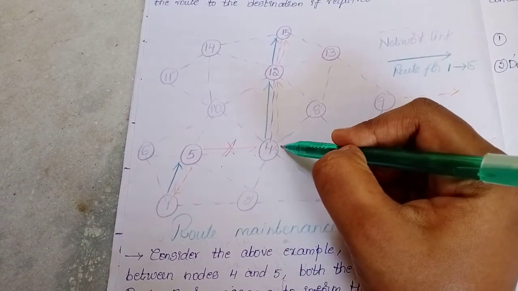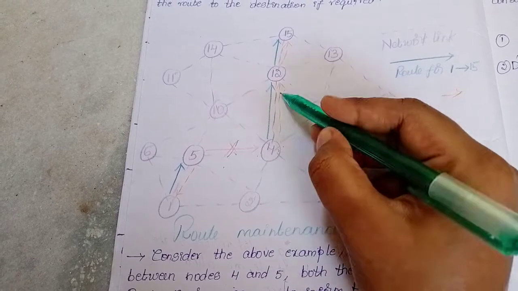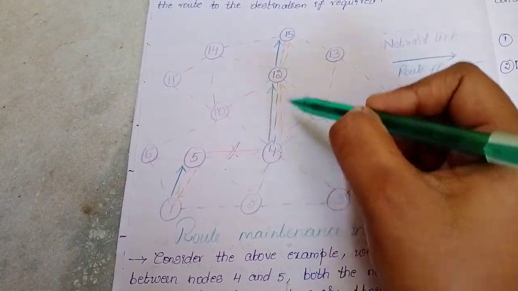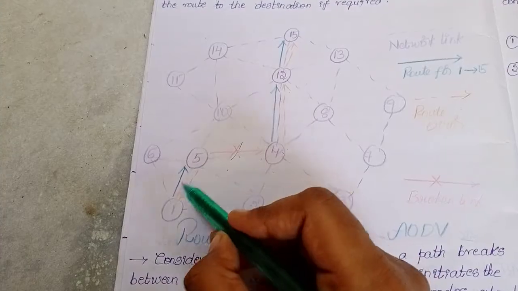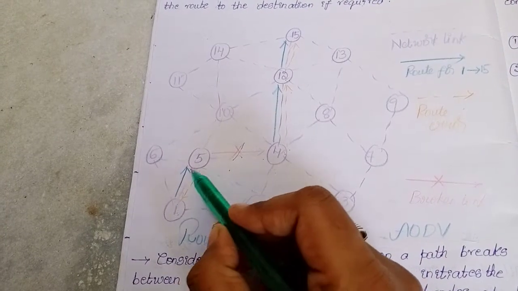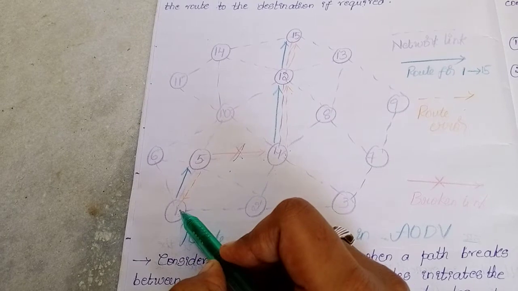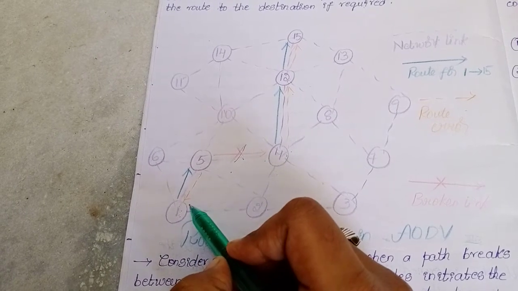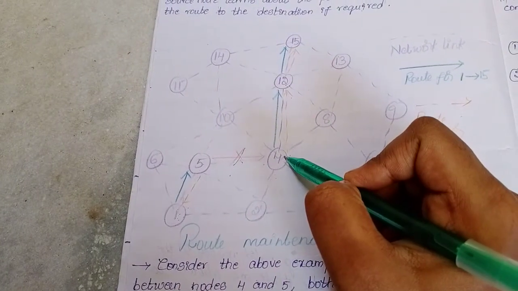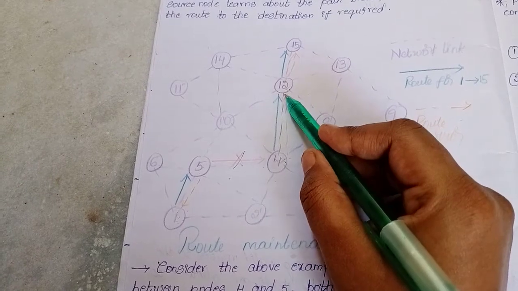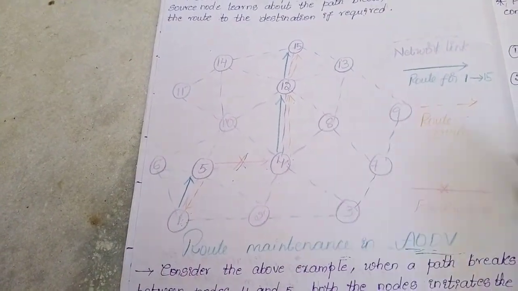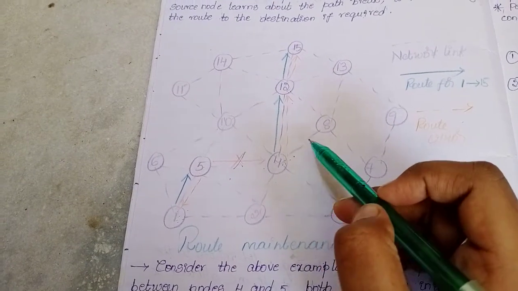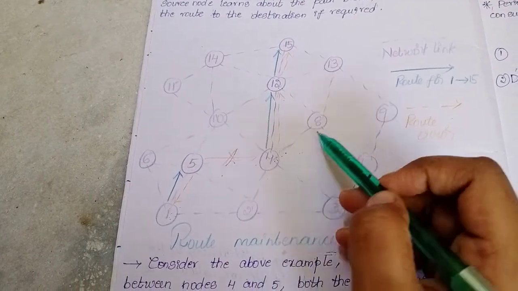Here node 4 will inform its neighbor, meaning there is a route, right? So it will indicate the end node. This is the end node for node 4. This is the end node for node 1. So node 5 will generate the route error message to 1, and node 4 will generate the route error message to 12. This is how route maintenance occurs in AODV. This normal dotted line indicates the network link between the nodes.